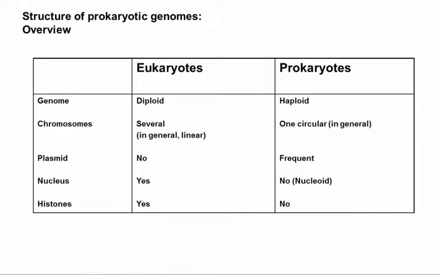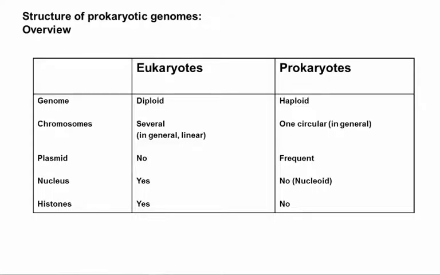Finally, big differences in the way the genetic material is organized between eukaryotes and prokaryotes. Okay, the biggest one is no nucleus in prokaryotes. Now, eukaryotes mostly diploid or go between haploid and diploid phases. Some haploid eukaryotes, I guess, exist. But prokaryotes are generally haploid. In fact, always haploid. Chromosomes, several of them, in general, linear in eukaryotes. Mostly in prokaryotes, one circular chromosome.